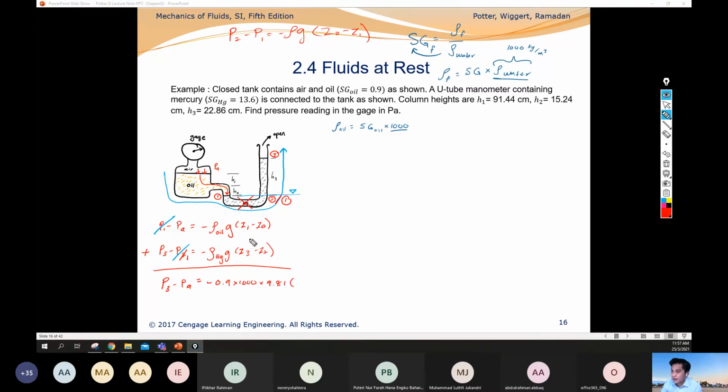Alright, Z1. Where is Z1? What is the value of Z1? 0. Why 0? Because it is at the reference point. Yes, because our reference here is 0.